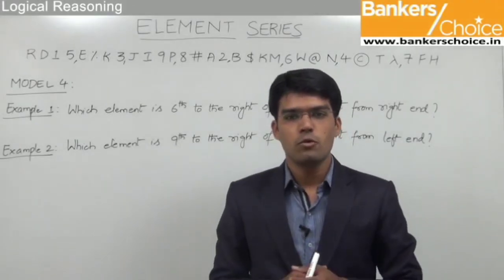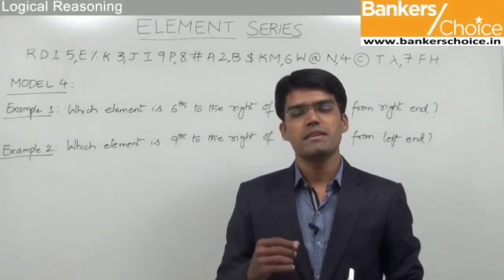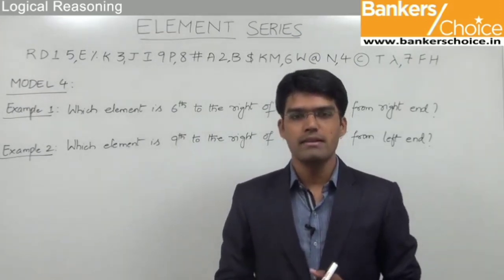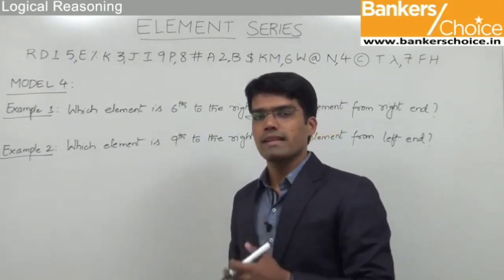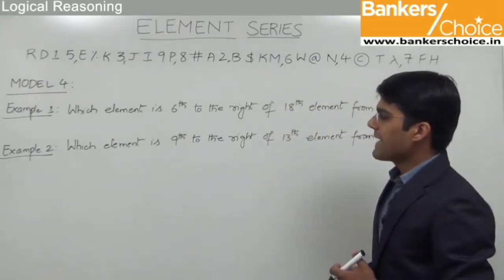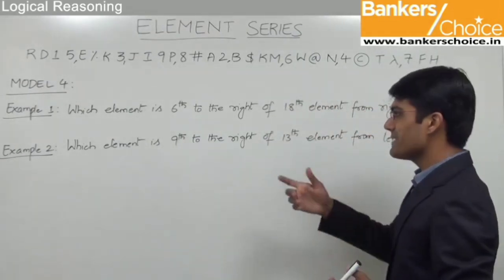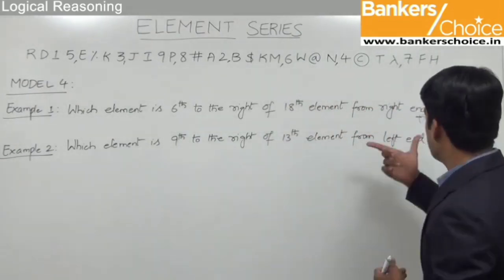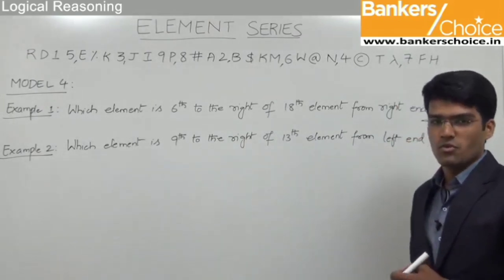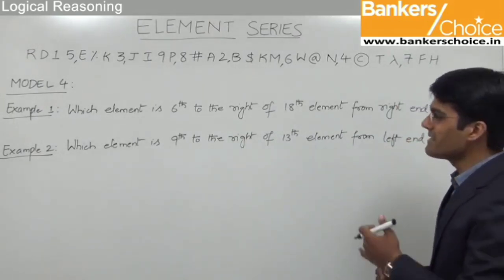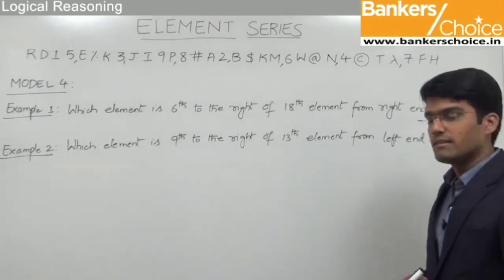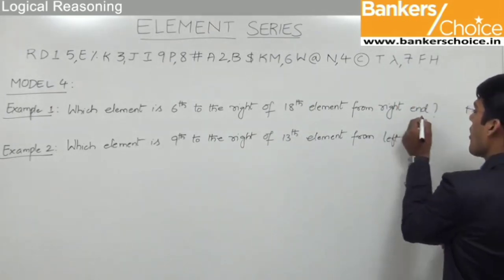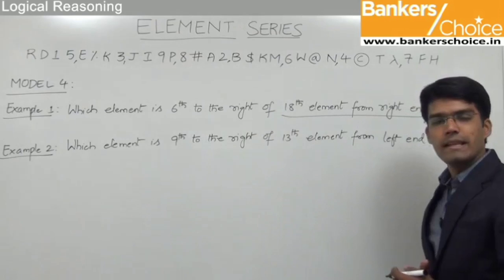Let us now take the fourth model from element series, where we are supposed to find out a particular element based on the positions given in the question. Let's look at an example here. The first example is, which element is 6th to the right of 18th element from the right end? So we need to find out that element which is 6th on the right of the 18th element from the right end.